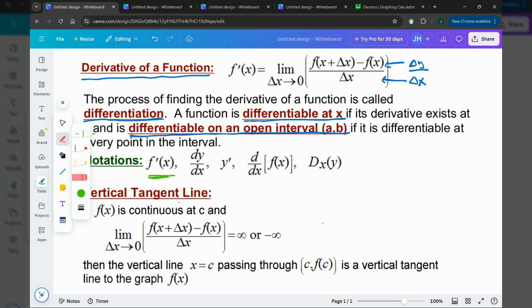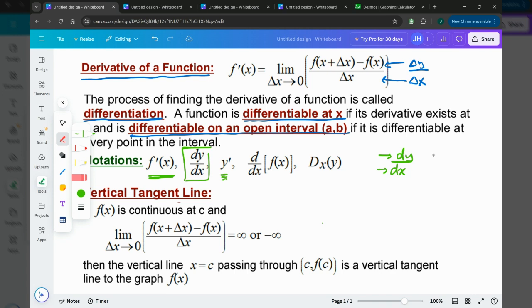This is f prime of x. That represents the first derivative of f of x. So if you had y equals, y prime would represent the derivative of y. Now this notation, when you put d over dx, means take the derivative with respect to x of something. If we want to take the derivative of y with respect to x, we use dy dx to represent that.